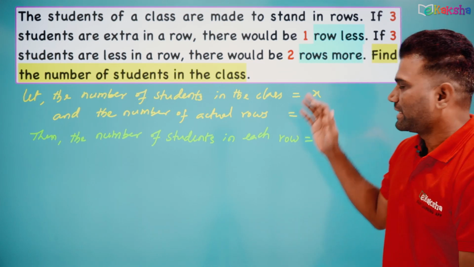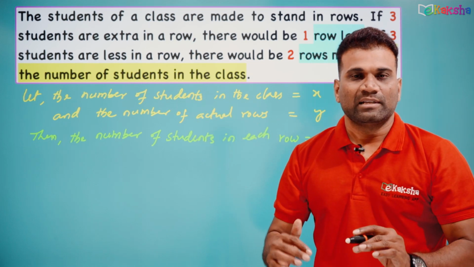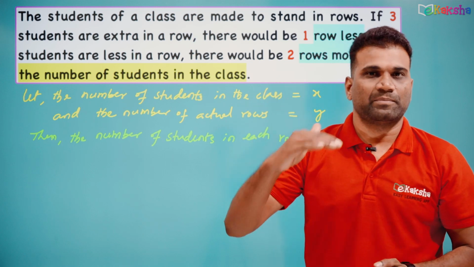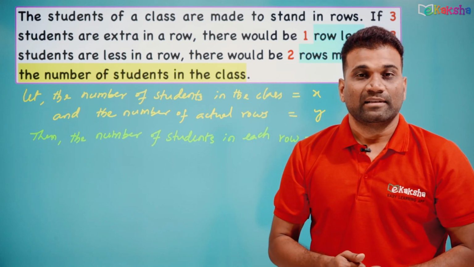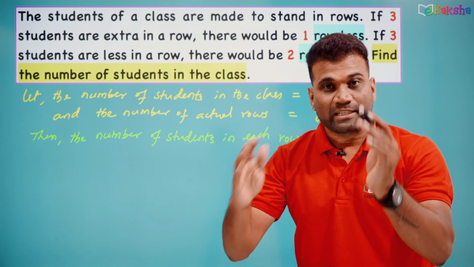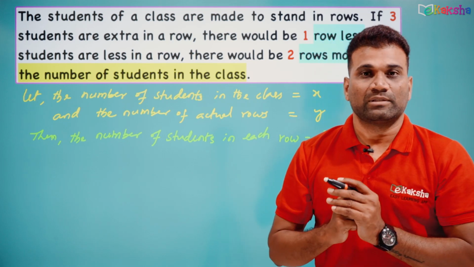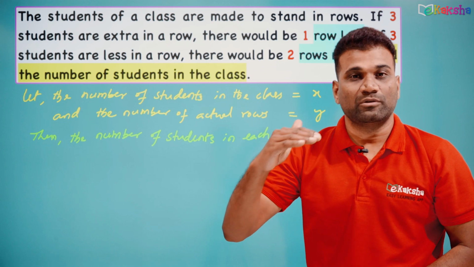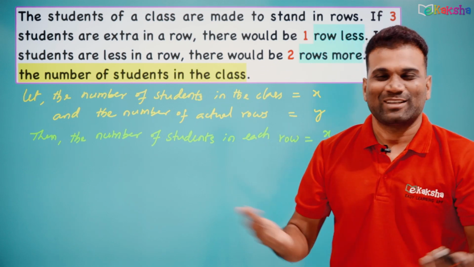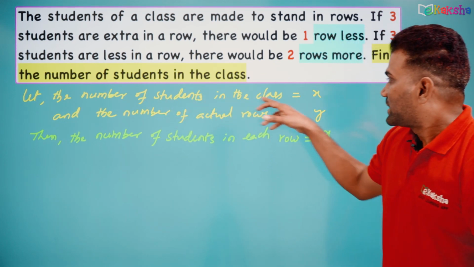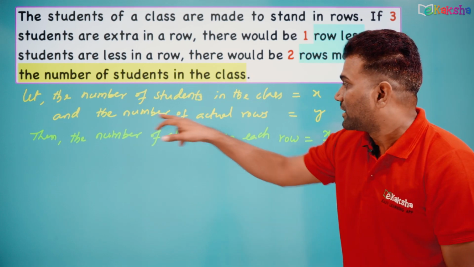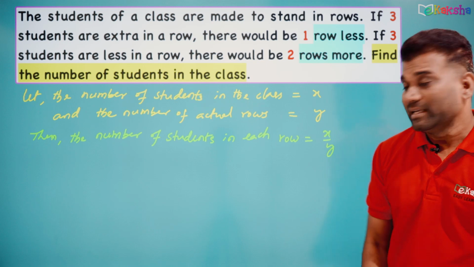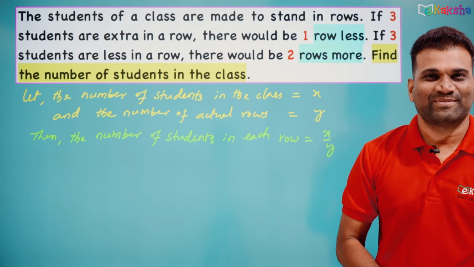For example, there are 30 students and 10 rows. Then in each row, how many students must be? 30 upon 10, 3 students, right? And for example, there are 40 students and 4 rows. Then each row must have 40 upon 4, that is 10 students, right? So let the number of students in the class be x and the number of actual rows be y. Then the number of students in each row must be x upon y.